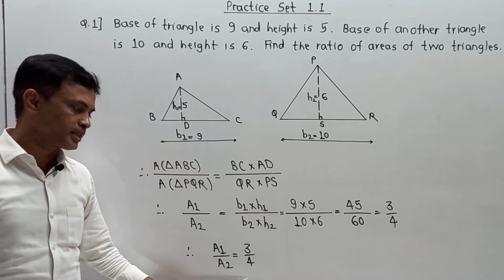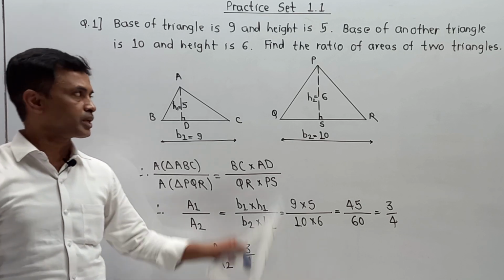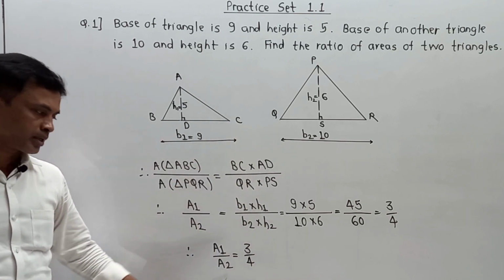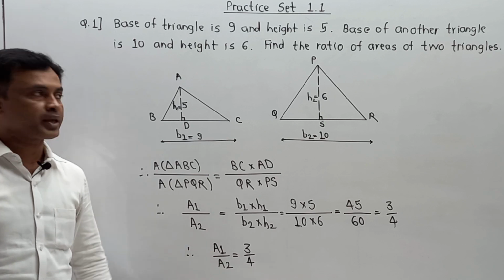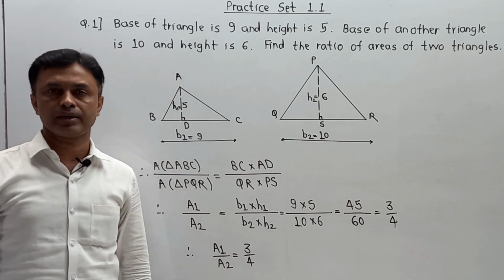As you are able to get the answer 3 upon 4, do not solve it as a fraction. Keep the ratio as usual over there, but it should be in the least simplified form. And in this way you can complete the first numerical.